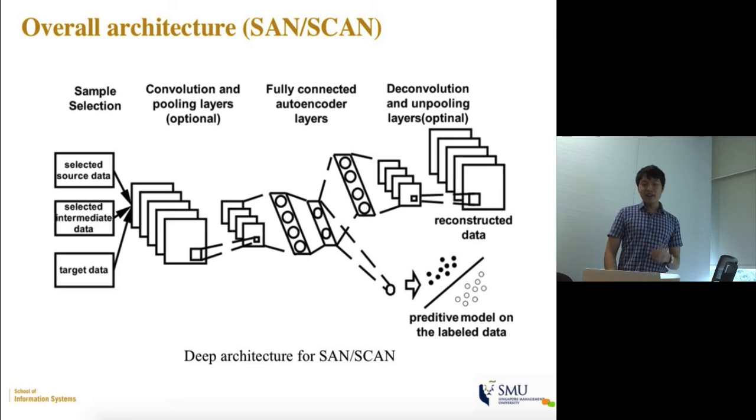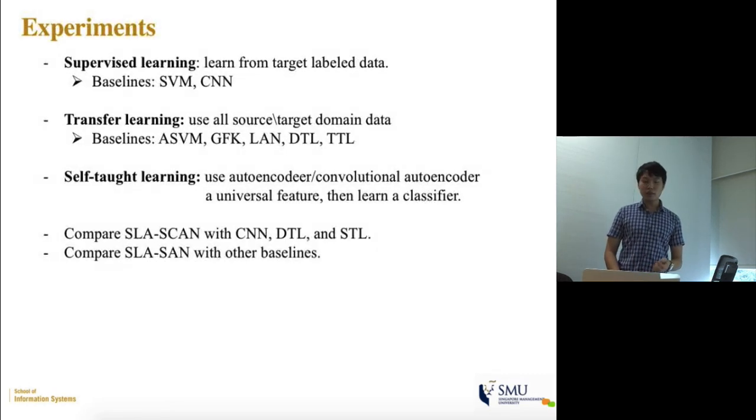Okay, so having understood the framework, I will move to the experiment part. The baseline here can be categorized into 3 different types. The first one is supervised learning, where you learn directly a classifier from the labeled data from the target domain. There are 2 instances, which are SVM and convolutional neural network. The transfer learning baseline includes 5 different transfer learning algorithms, and especially one of them is transitive transfer learning, which was presented in the first session.